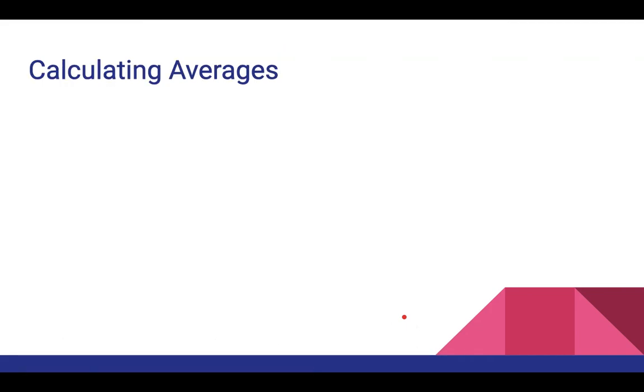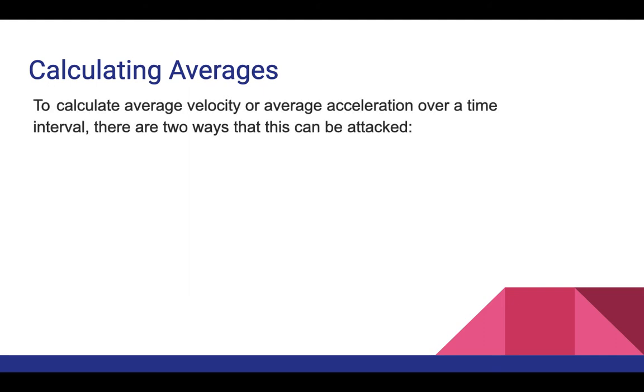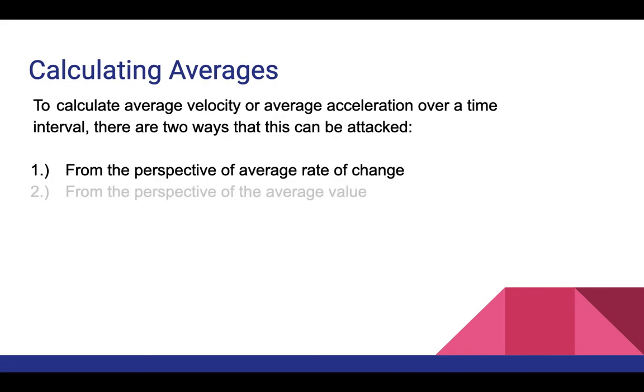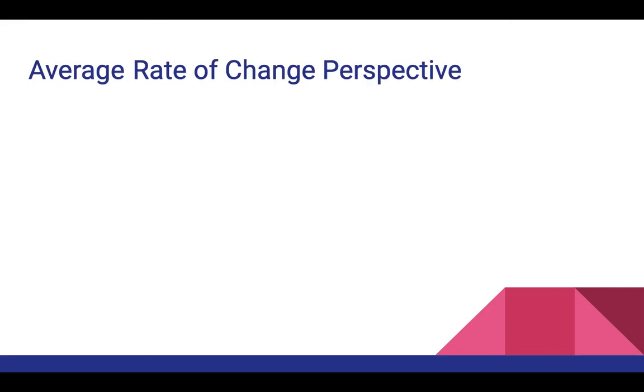So calculating averages now, okay? Our last part here, because I know we've covered a lot, okay? So to calculate average velocity or average acceleration over a time interval, there are two ways that this can be attacked. One can be attacked from the perspective of average rate of change, and the other can be attacked from the perspective of the average value of a function, building off of what we looked at in 6.1, okay? So let's take a look at these two different perspectives.